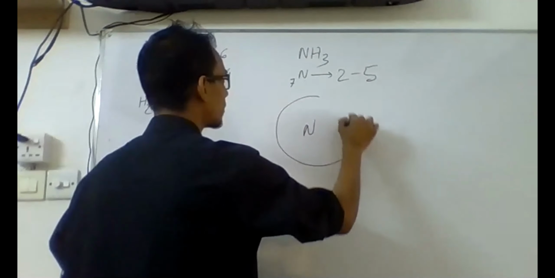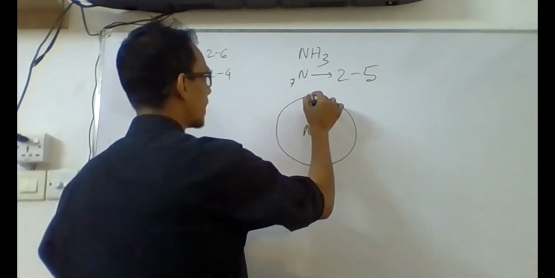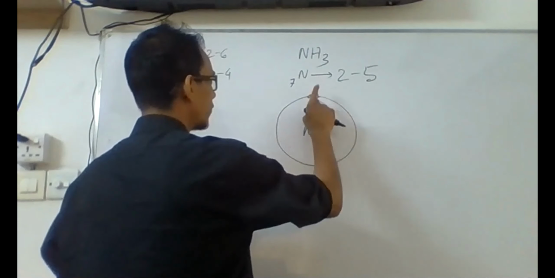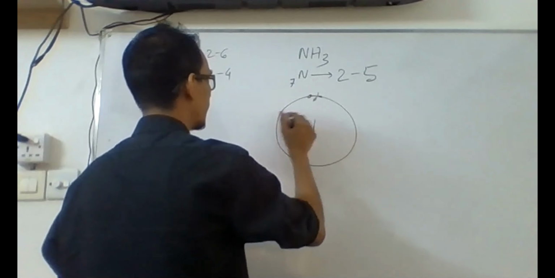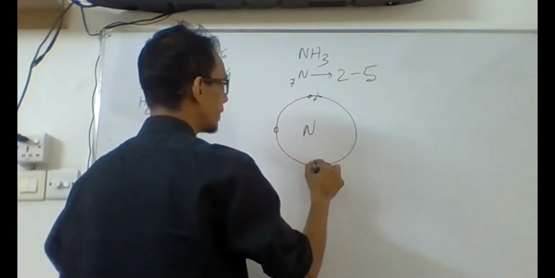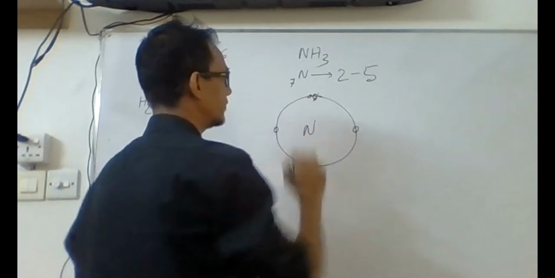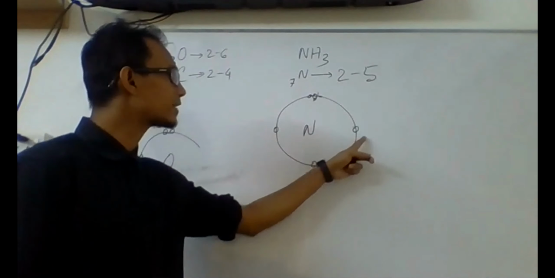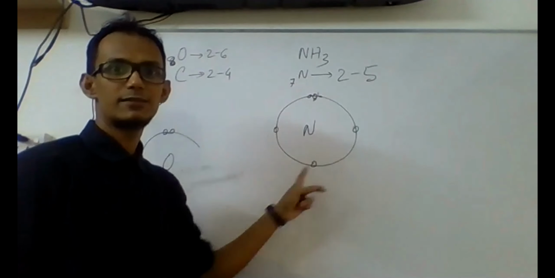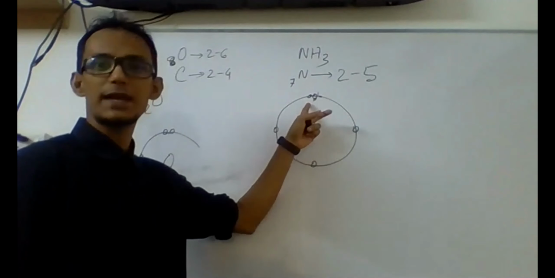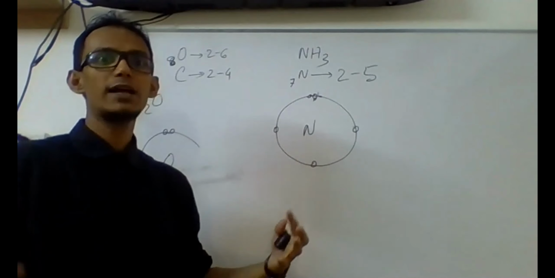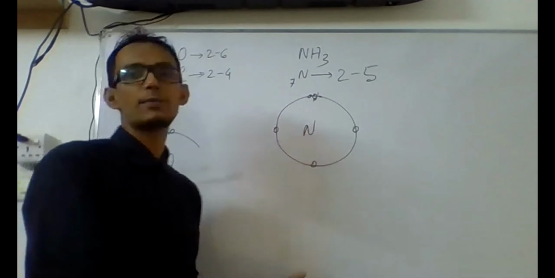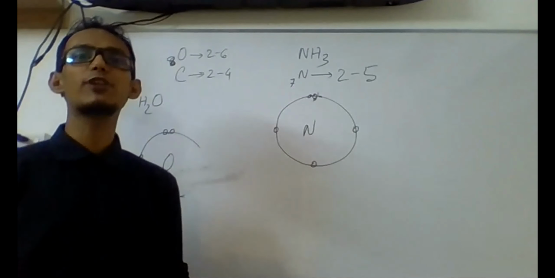So I am just drawing the outer shell. 5 electrons, right? So 1, 2. First of all, always draw it this way: 1 2 3 4 5, right? So we can see there are 3 electrons which are unpaired, which are not paired. 1 is paired, 3 are unpaired. So 3 atoms must come and they must share some electrons so that nitrogen has a full outer shell.